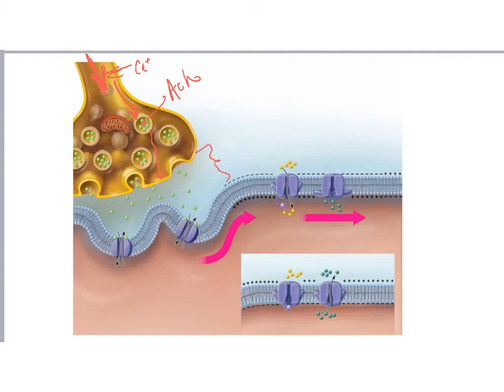Here's our gap, our synaptic cleft, or synapse. It's going to release those across the synaptic cleft, and they're going to bind to their receptors. And this area where we see lots of receptors for the neurotransmitter ACh is called the motor end plate. So this whole area here would be a motor end plate.